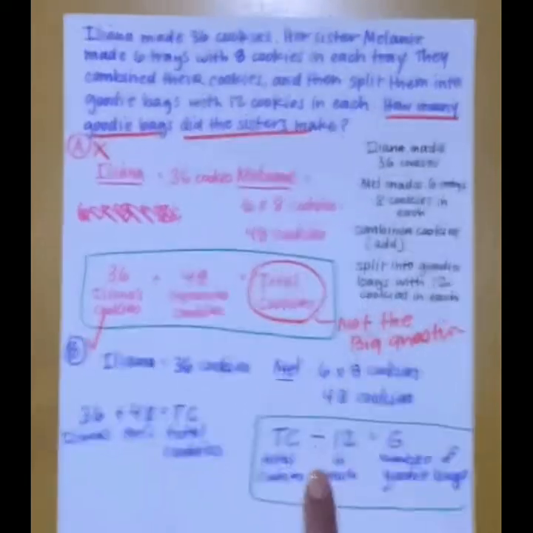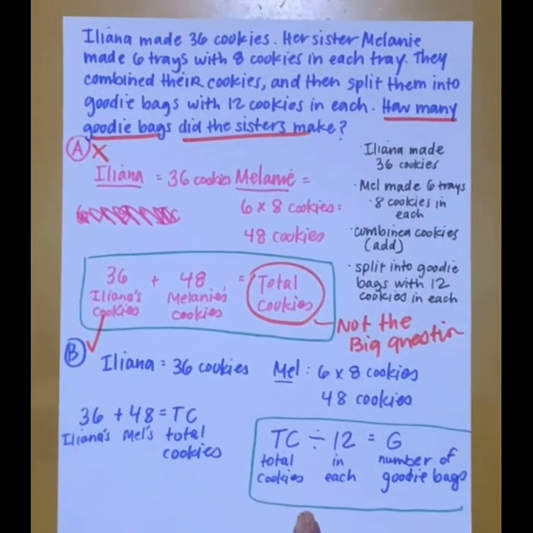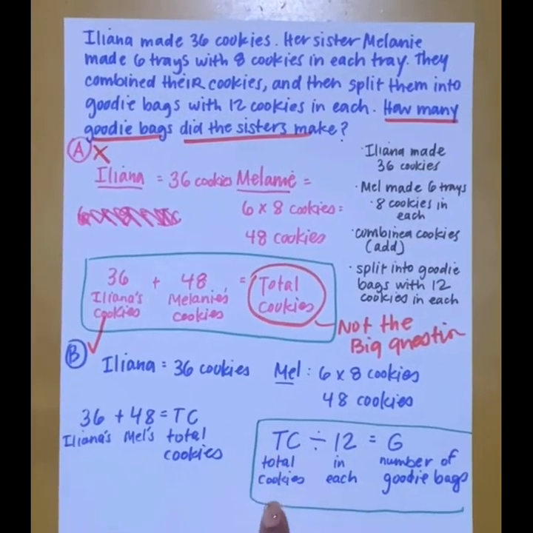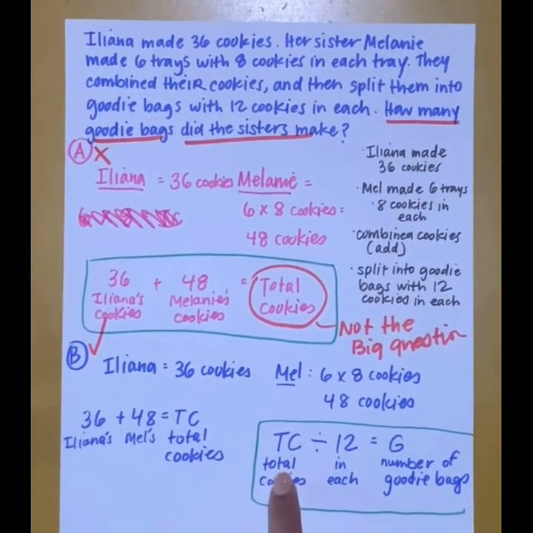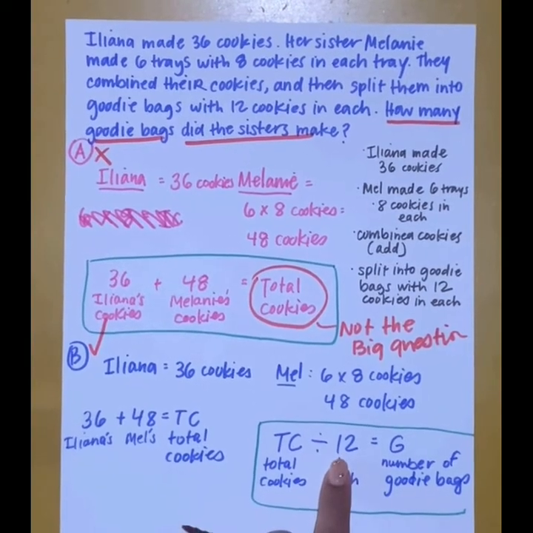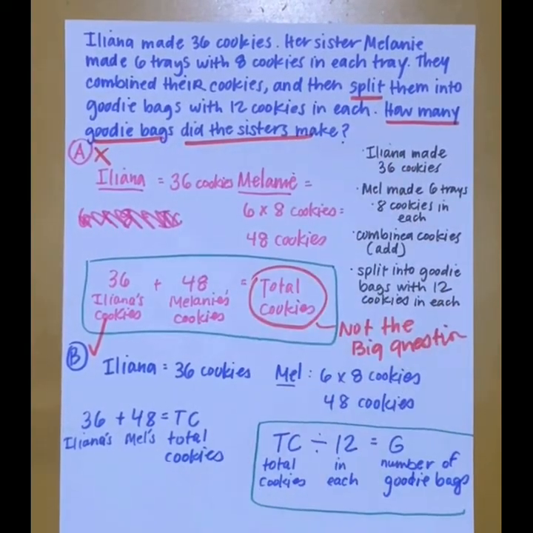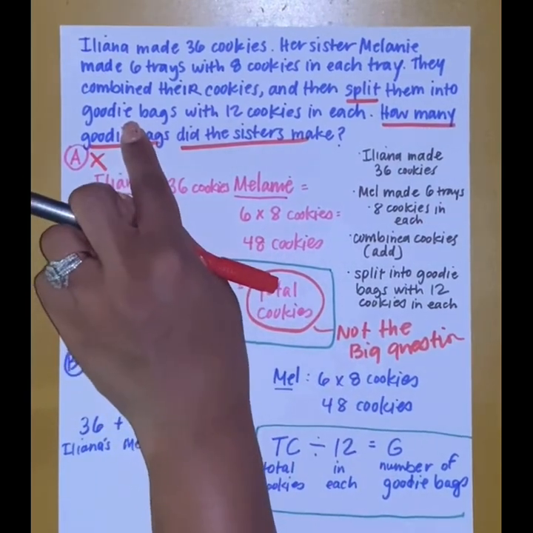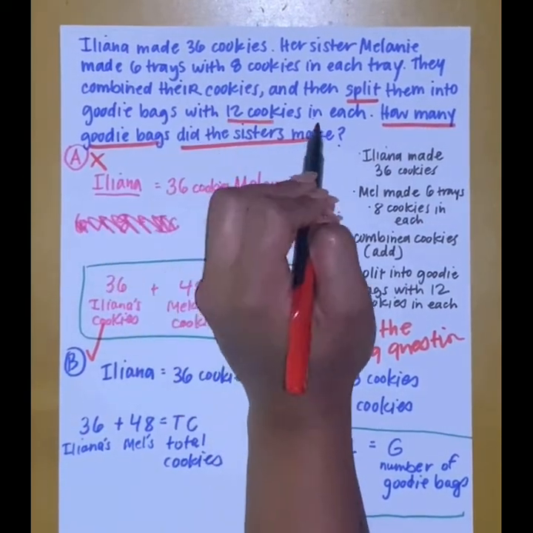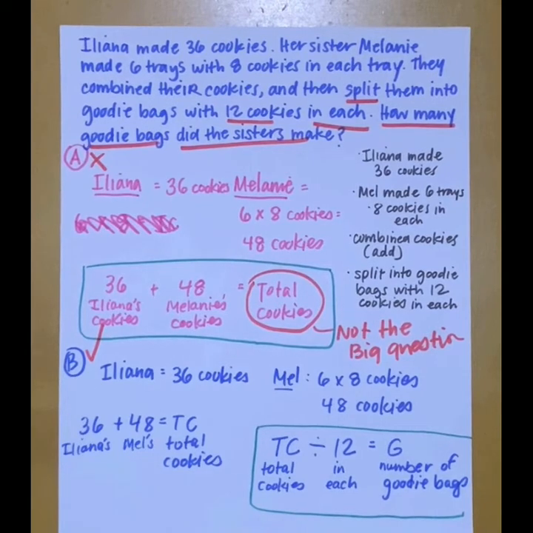You said this representation helps us answer the big question because it shows us dividing the total number of cookies by 12. Because in the story, it says they split, that means broke apart, the cookies into goodie bags with 12 cookies in each. The total cookies divided by 12 will give us the number of goodie bags the sisters could make.